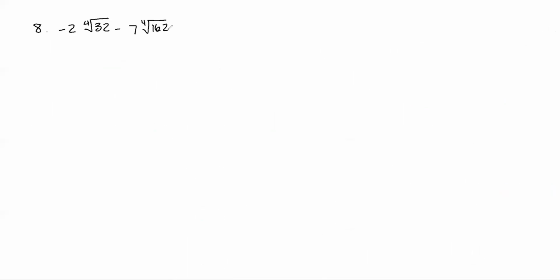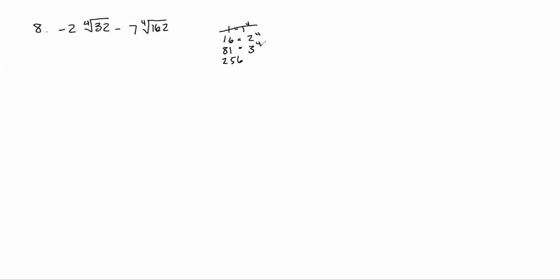Now for the fourth roots, let's take a look at our perfect fourth powers. 1 to the fourth is 1, 2 to the fourth, so 2 times 2 times 2 times 2, is 16. 3 to the fourth is 81. And then 4 to the fourth, so 4 times 4 times 4 times 4, is going to give us 256. So that one's too big. We know we're going to be working with either, well, not 1 to the fourth, that one doesn't help us because it's just a 1, but either 2 to the fourth or 3 to the fourth.